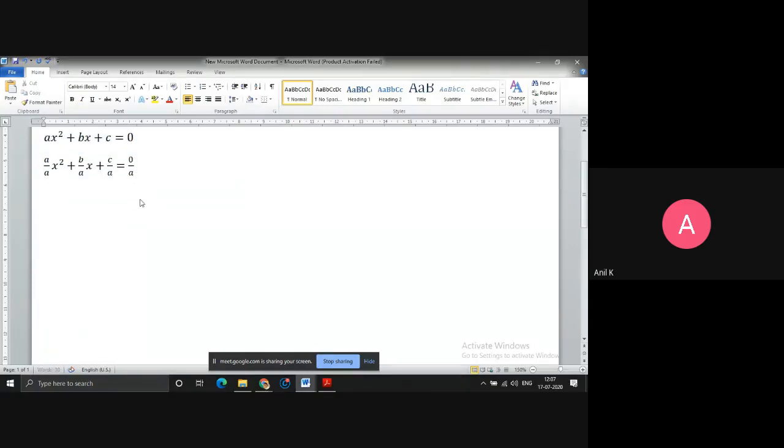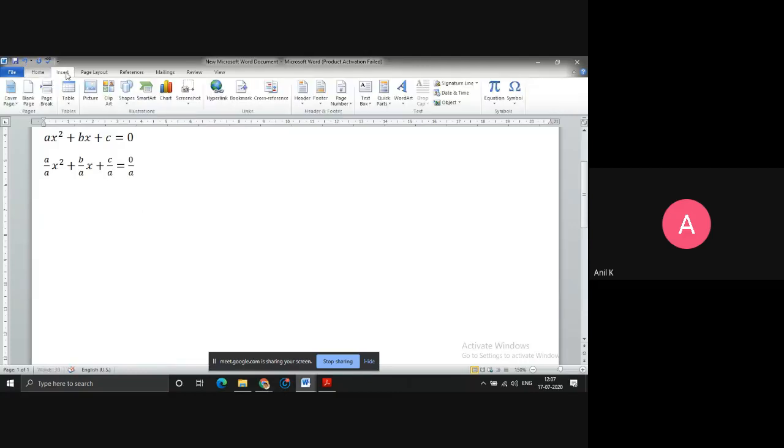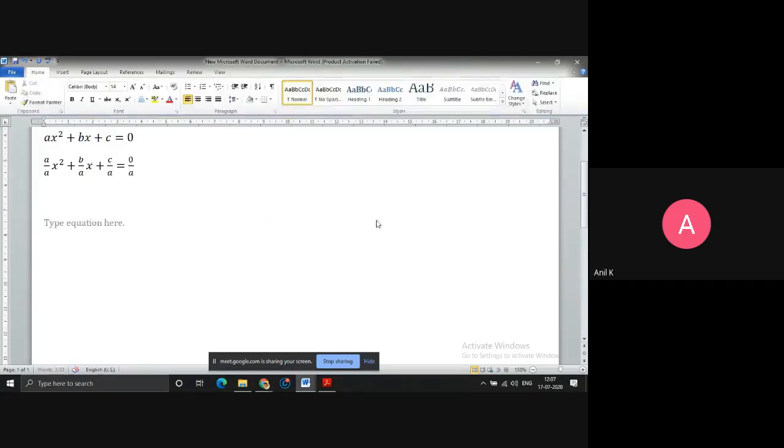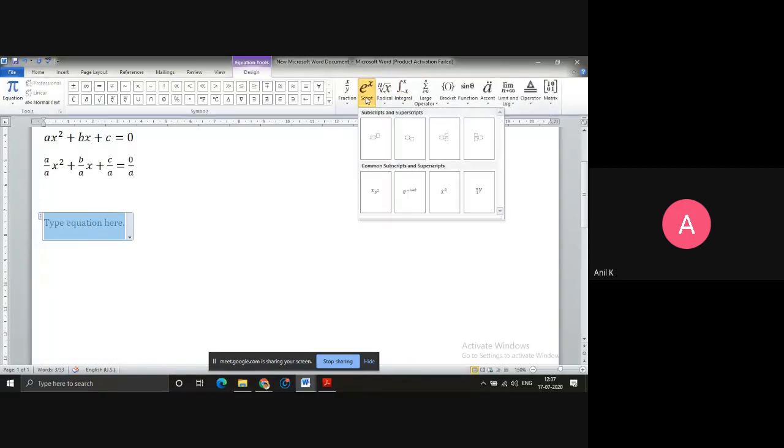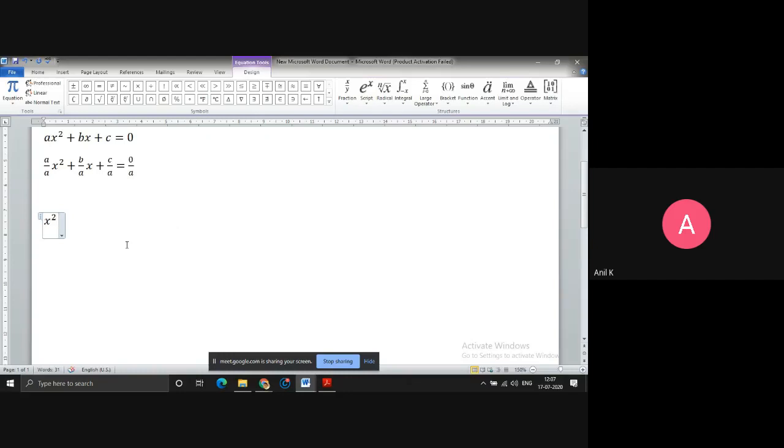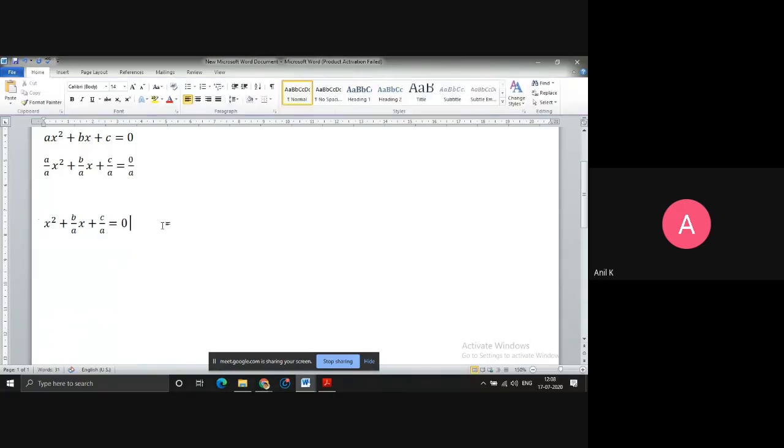So what do you get here after simplification? You will get just the x square term, because a and a get cancelled in the first term. This will be x square plus b upon a into x plus c upon a is equal to 0 upon a, which is going to be 0. I'll call this equation number 1, just for understanding purposes.